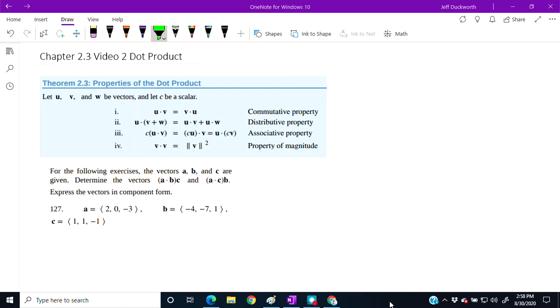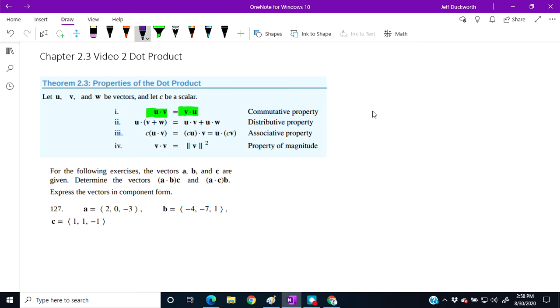The second video of 2.3 is dealing with the different properties of the dot product. The big three, commutative, distributive, and associative, all work as you would expect. I'm going to illustrate at least the first one. You have other proofs in your book showing you exactly how these properties work.